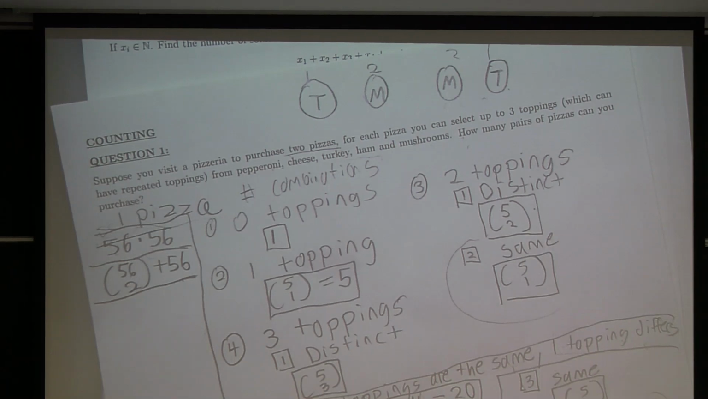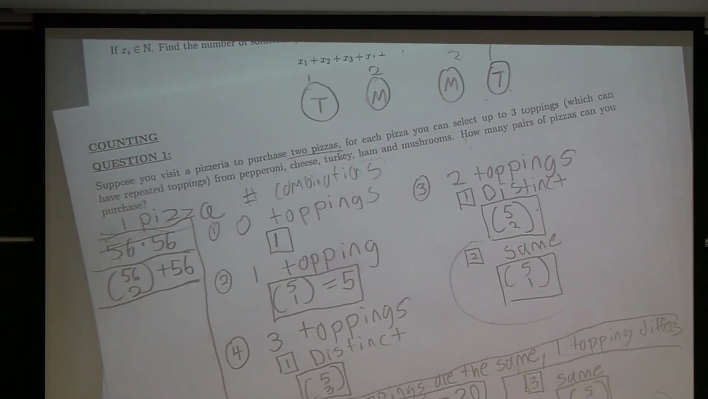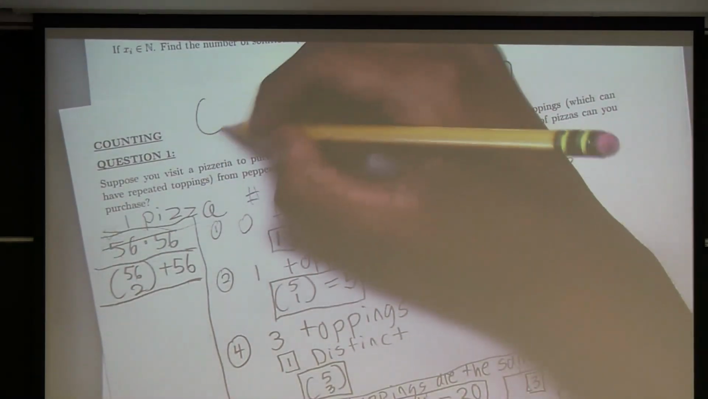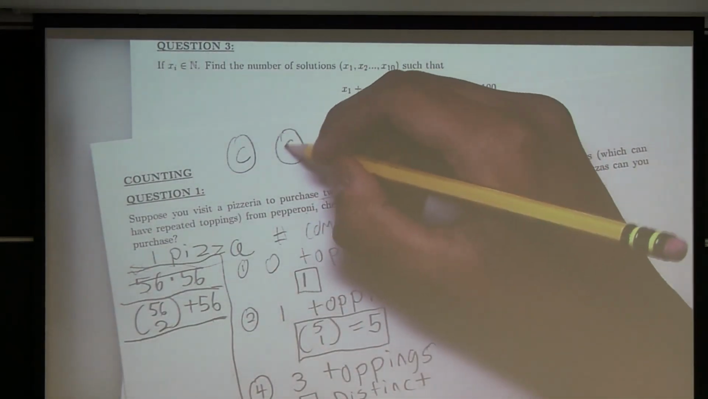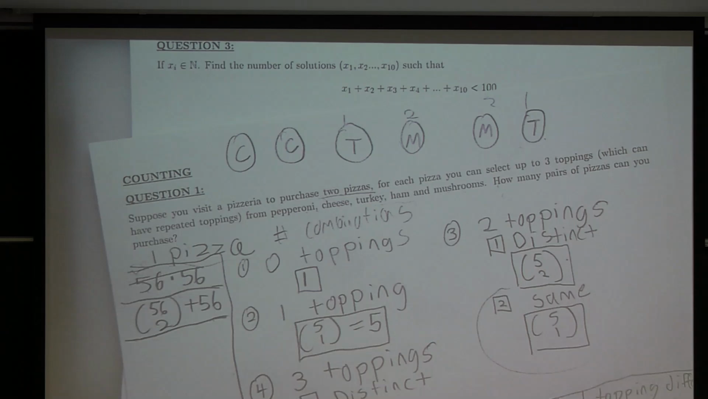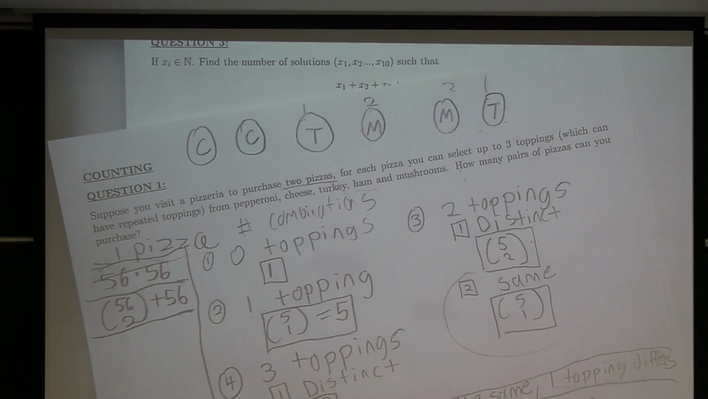Why did you add 56? The reason why we added 56 is because the pizzas could be the same. We could, for example, have a cheese pizza and another cheese pizza. So we already get all possible combinations. So there's a total of 56 possible singular pizzas. But we could get twice of them. So we just had to add 56 again. Does that make sense?